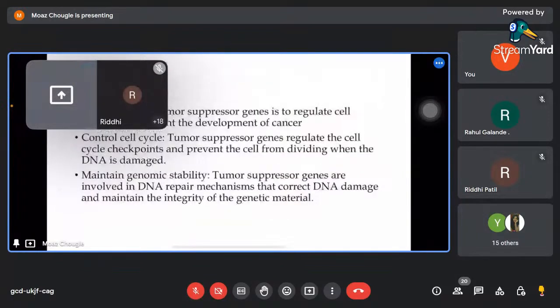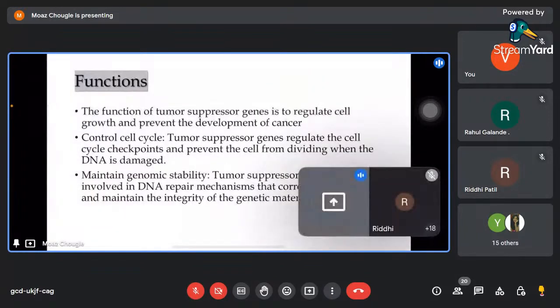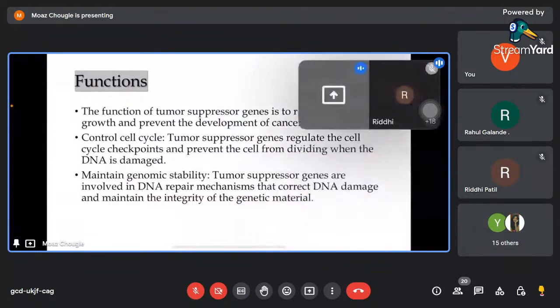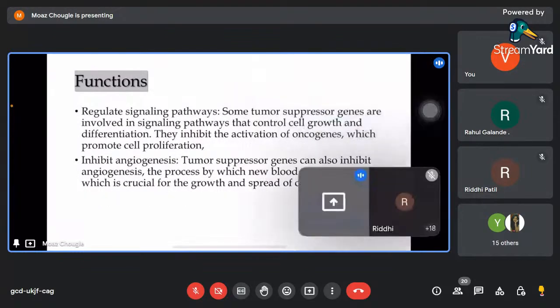So the functions. The function of tumor suppressor genes is to regulate cell growth and prevent the development of cancer. They control tumor cells, regulate the cell cycle checkpoint, and prevent the cell from dividing when the DNA is damaged. They also maintain genomic stability. Tumor suppressor genes are involved in DNA repair mechanisms. These are mainly caretakers that correct DNA damage and maintain the integrity of genetic material. They also regulate signaling pathways in downstream pathways.